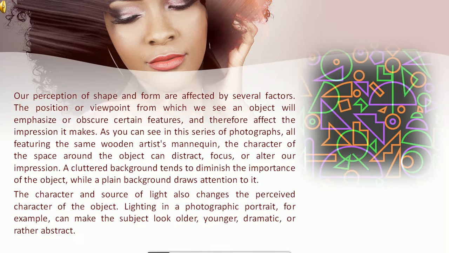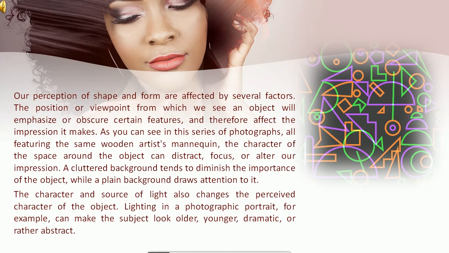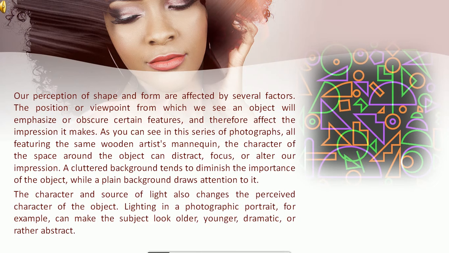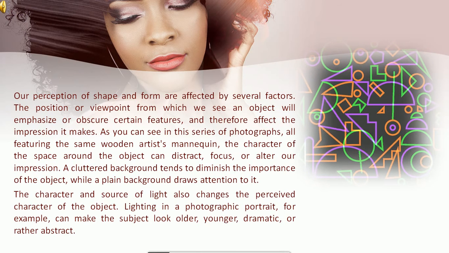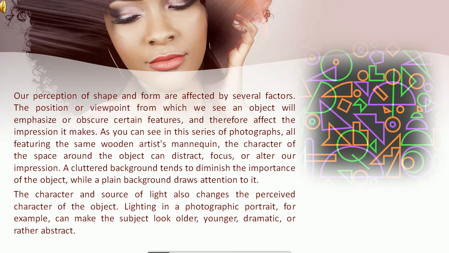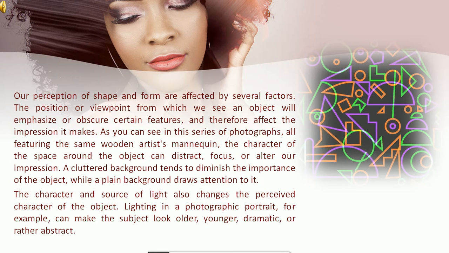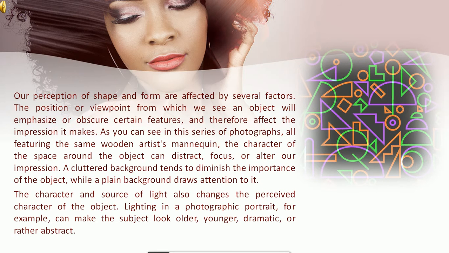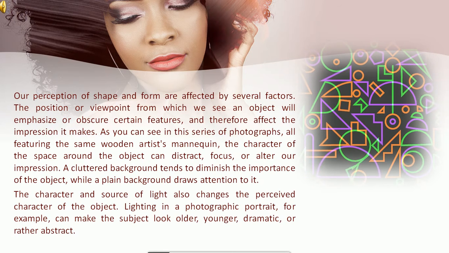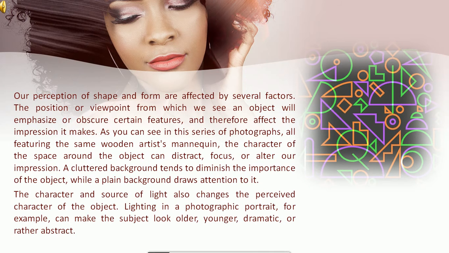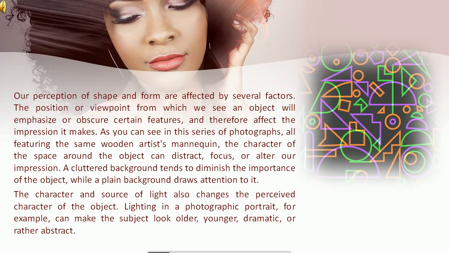Our perception of shape and form are affected by several factors. The position or viewpoint from which we see an object will emphasize or obscure certain features, and therefore affect the impression it makes. As you can see in this series of photographs, all featuring the same wooden artist's mannequin, the character of the space around the object can distract, focus, or alter our impression.